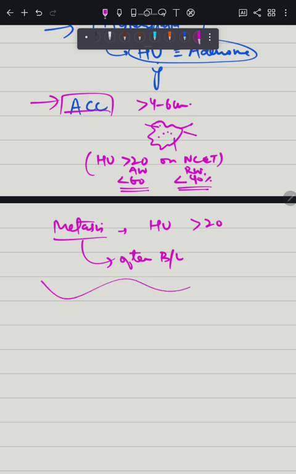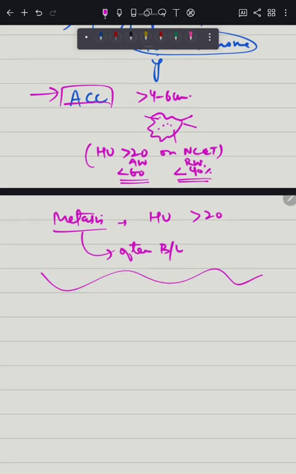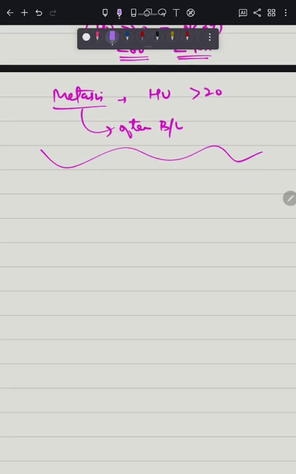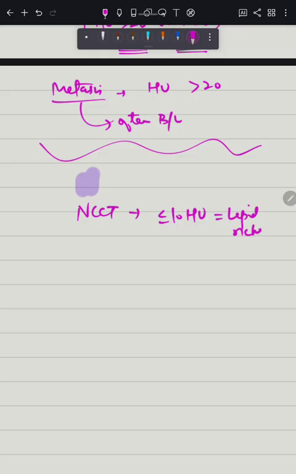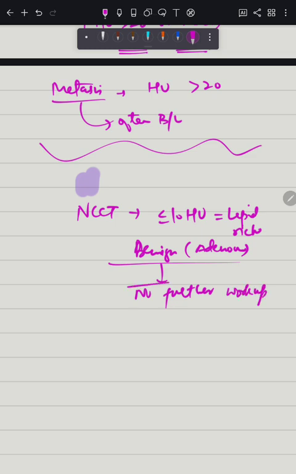So to summarize, here is the rule of thumb that you don't have to forget. One is on NCCT. If the patient has less than 10 Hounsfield units, it means it is lipid rich and benign. That's adenoma, so no further workup. Now, if greater than 10 Hounsfield units, then you have to do contrast workup.